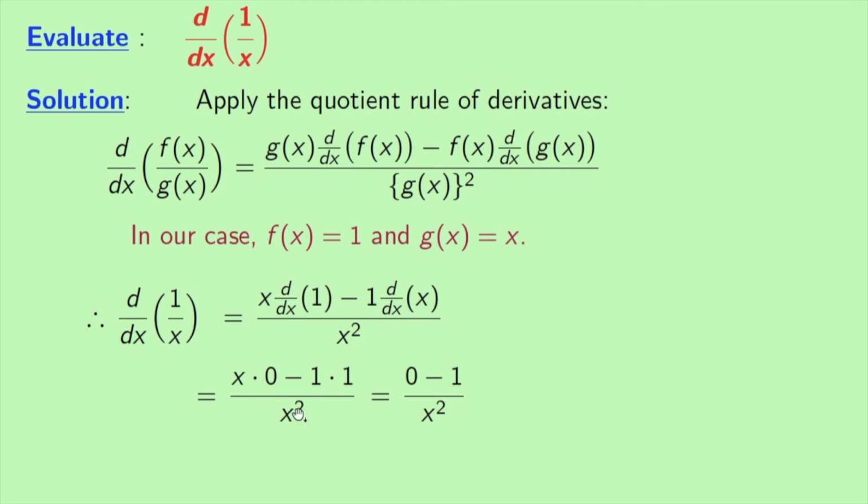Simplifying this, we get 0 minus 1 in the numerator and x square remains same in the denominator. And this gives minus 1 by x square as our final answer.